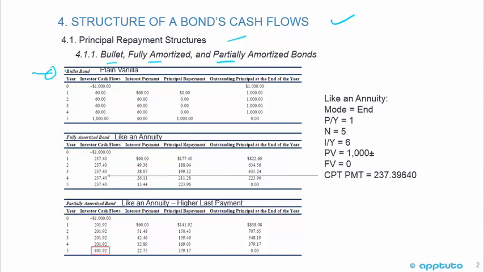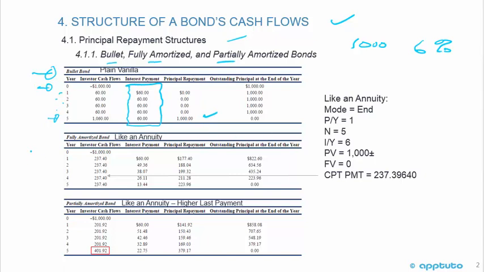The bullet bond we're also going to call plain vanilla, and that's the bond that we should all be familiar with. In this example the principal value is 1,000, the coupon is 6%, and it's an annual payment bond. The investor cash flows: 1,000 goes out at the beginning, time 0. You receive $60 per year in interest, and you receive your principal back at the end of 5 years. The interest payments are always the same, $60, and the principal payment is made once when the bond matures.